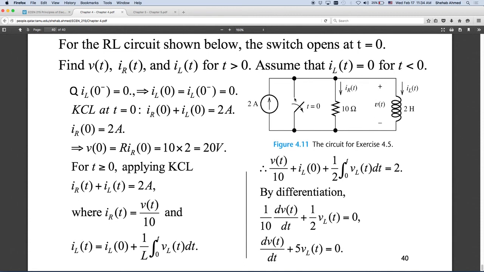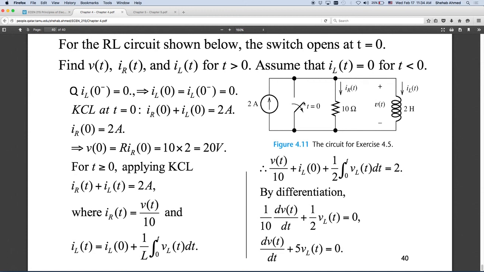No. Current flows through the short circuit. Right. So this is a short circuit. Initially, you have a current source with a short circuit across it. The current will flow from the current source in the short circuit. Period.